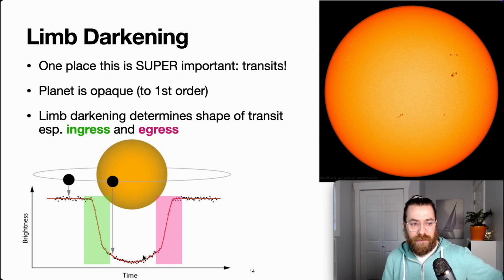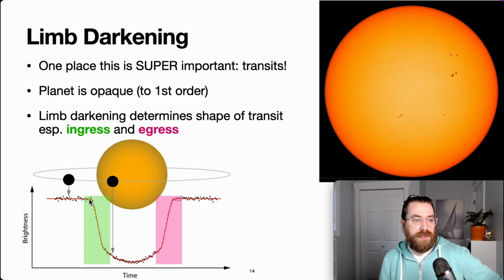It has this curvature, and this curvature is the planet blocking limb-darkened light. So this is real data. These dots are real data, and this is an extremely high quality giant planet around a very, very bright star.